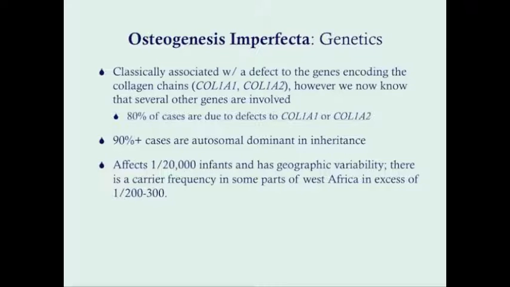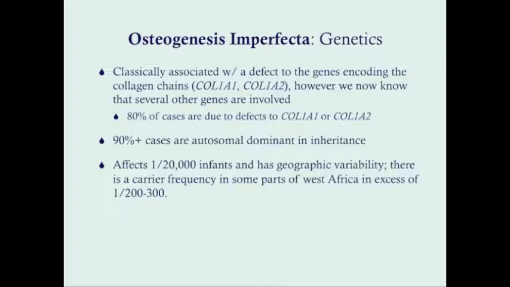Classically, OI has been associated with a defect to the genes encoding the type 1 collagen chains. Those genes would be COL1A1 and COL1A2, which are respectively on the long arm of chromosome 17 and the long arm of chromosome 7. But now we know that there are several other genes involved. However, 80% of cases are due to defects of these genes, COL1A1 and 2. 90% of cases are autosomal dominant in inheritance. And then this affects about 1 in 20,000 infants, and there is some geographic variability.